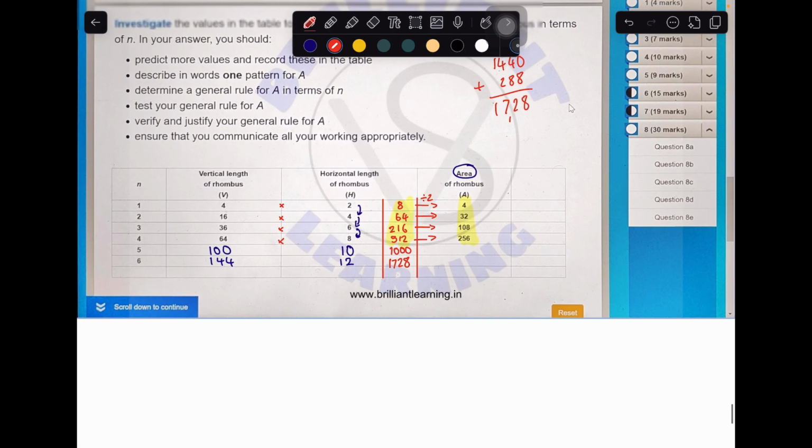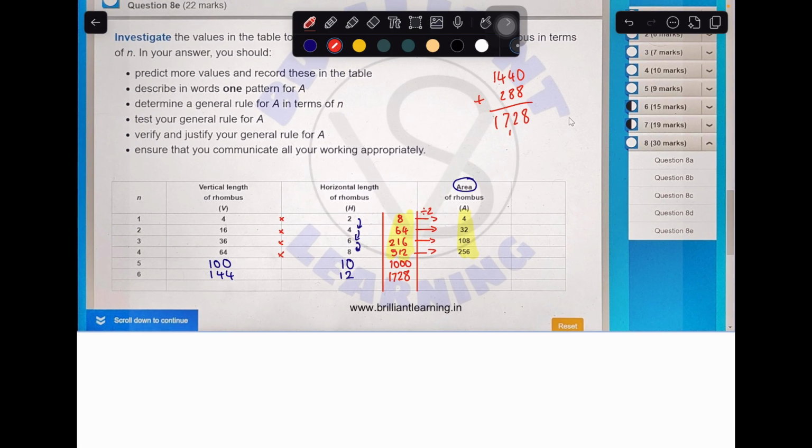Okay, so in terms of coming up with a rule, so actually hold on, describing in words one pattern for A. Okay, so describing in words first.